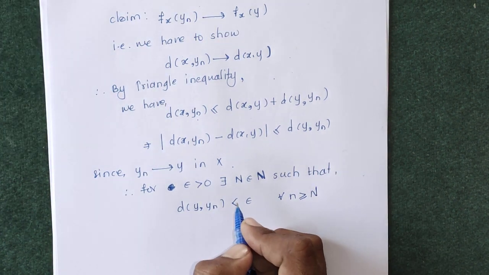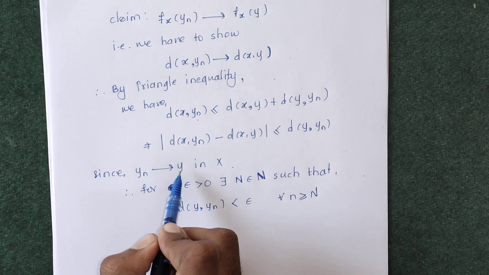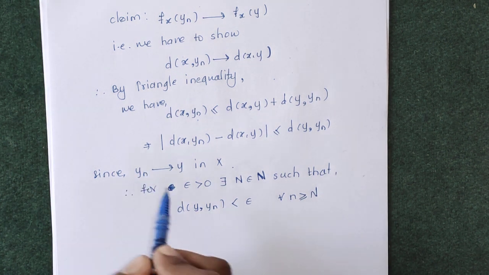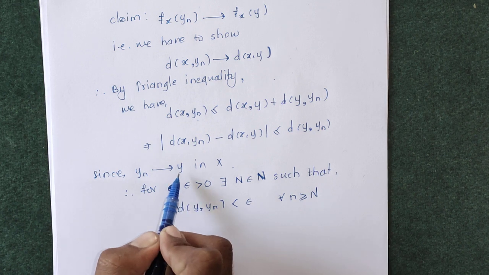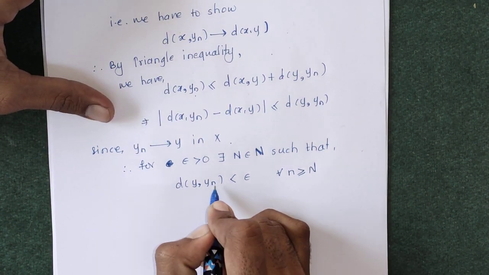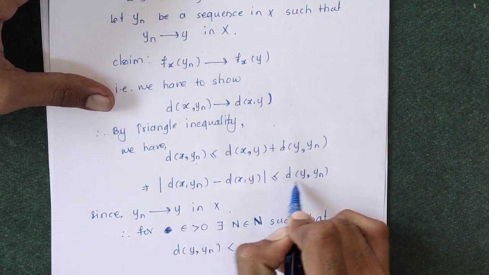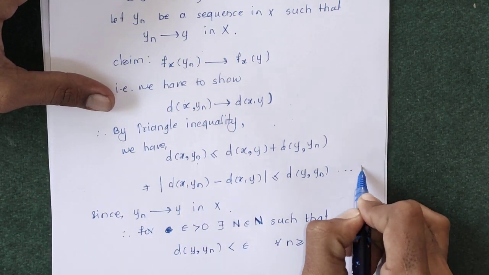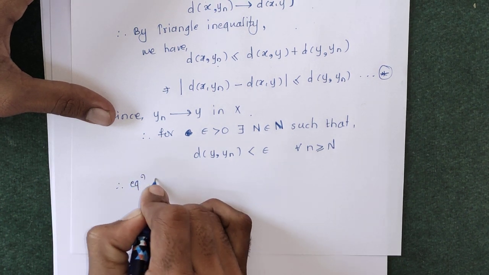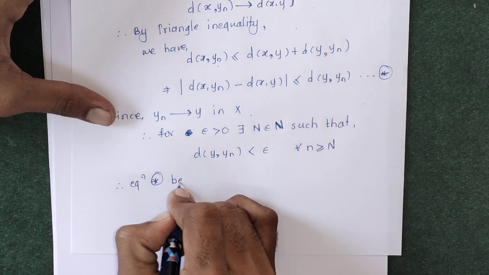This is by definition of convergence. Since yn converges to y, the elements of yn for all n greater than or equal to N are very close to y, that is, the distance between y and yn is less than epsilon. So using this equation, marked star, we can write this distance between y and yn less than epsilon.